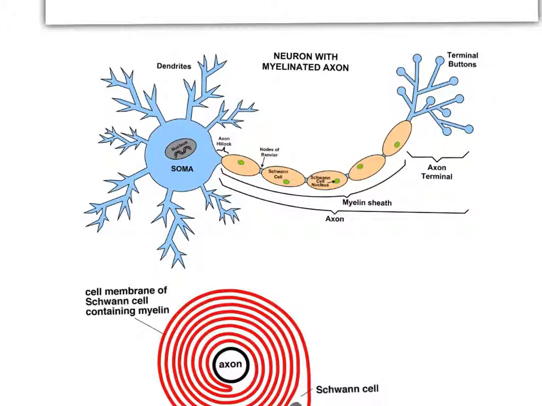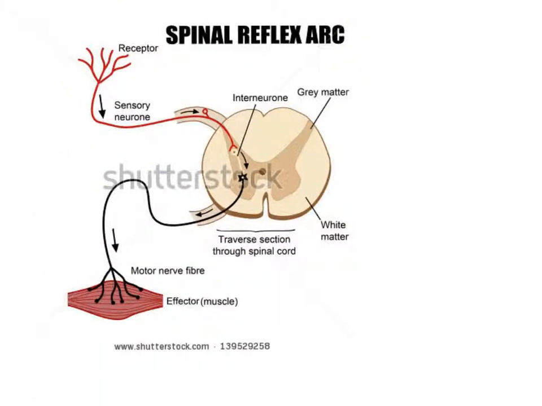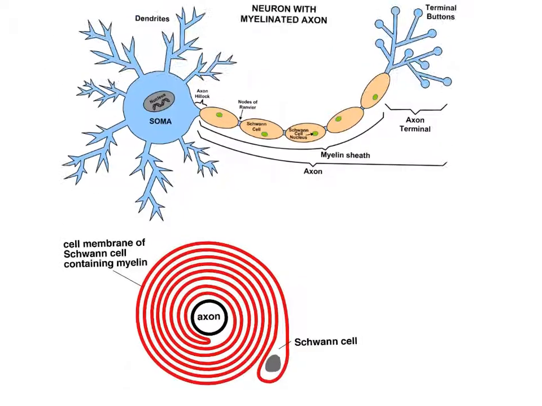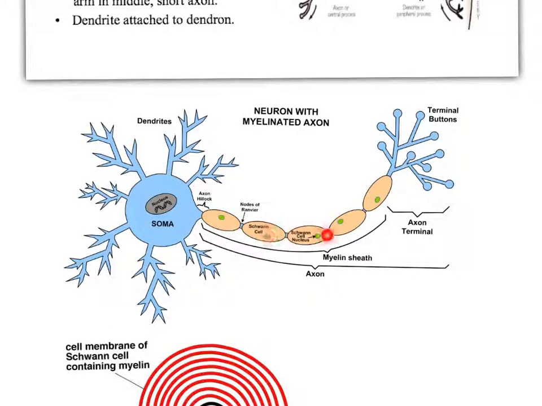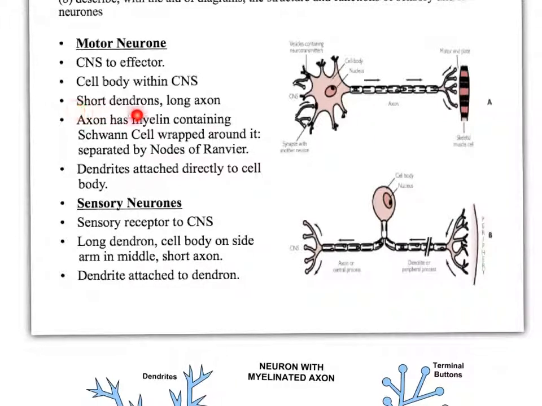Okay, so in summary, looking at the structure of a motor neuron, it takes information from the central nervous system, so the cell body here is embedded in the central nervous system, as we showed in this diagram down here. So here is the cell body which is embedded in the central nervous system there, and then the axon stretches out and connects with some form of effector organ or muscle somewhere around the body, and it's got short dendrites, well, it doesn't have a dendron at all, it's got dendrites which connect directly to the cell body. It's got a long axon, and the axon has myelin-containing Schwann cells wrapped around it.